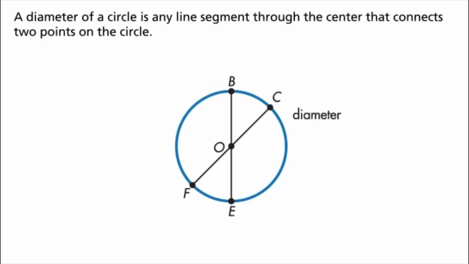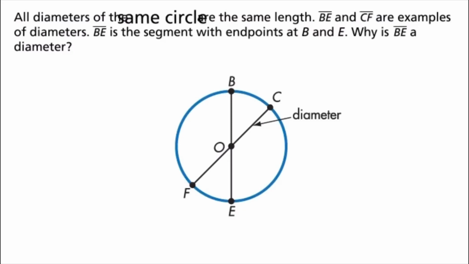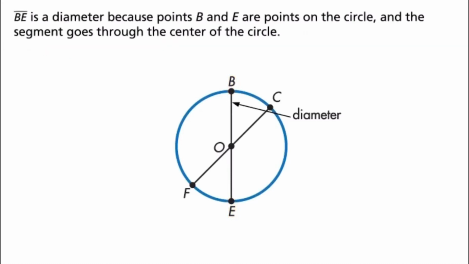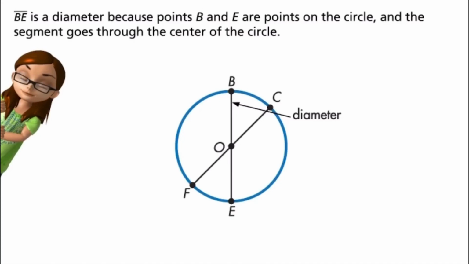A diameter of a circle is any line segment through the center that connects two points on the circle. All diameters of the same circle are the same length. Line segment BE and line segment CF are examples of diameters. Line segment BE is the segment with endpoints at B and E. Why is line segment BE a diameter? Line segment BE is a diameter because points B and E are points on the circle, and the segment goes through the center of the circle.